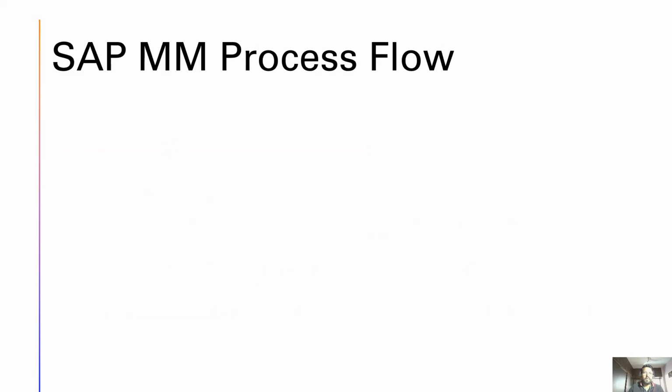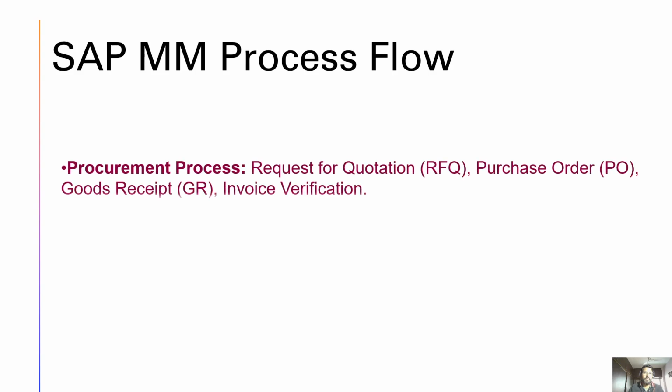Let's see the process flow of MM. The procurement management process. Under that, what all things can we do? We can request for the quotation. We can do the purchase order, goods receipt, and invoice verification.